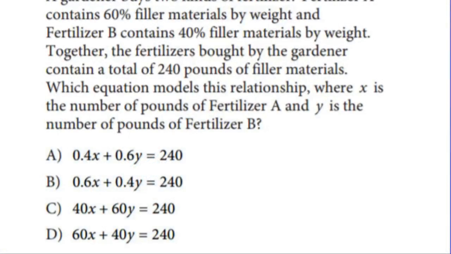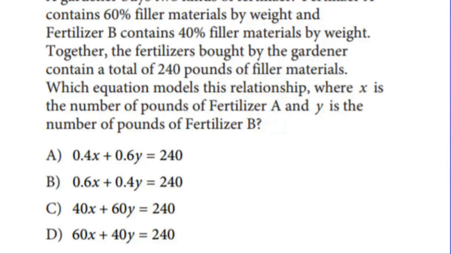Question number 2 might have surprised you as well. Again, this really isn't a calculation question as much as just writing an equation and realizing what matches up with what. So we have this gardener buying two different types of fertilizer. The first fertilizer has 60% filler materials. The second fertilizer, B, contains 40% filler materials, and they want X to be fertilizer A, Y to be fertilizer B, and we know there was 240 pounds of filler materials total.